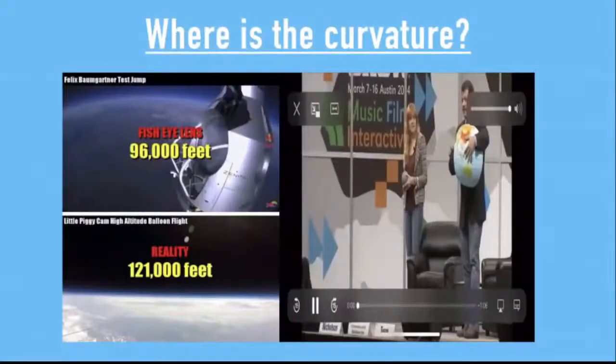Up here we have a fisheye lens at 96,000 feet. Look at that curvature. Isn't that beautiful? We'll look at what reality is at 121,000 feet. We send a high altitude balloon up, and it definitely doesn't look like it's curving like that, does it? Of course, New Mexico would have to be the size of a continent for this first picture to be real anyway. So don't believe me, believe your priests.